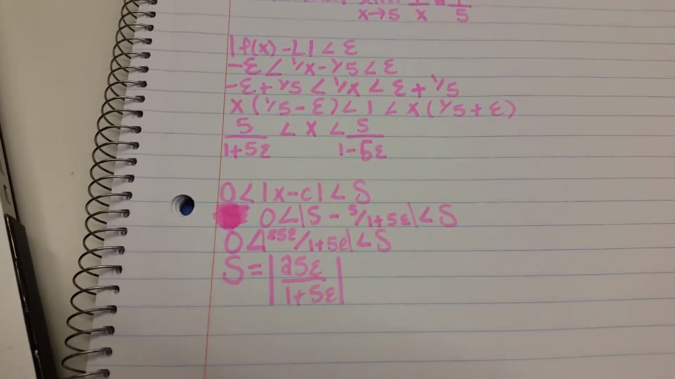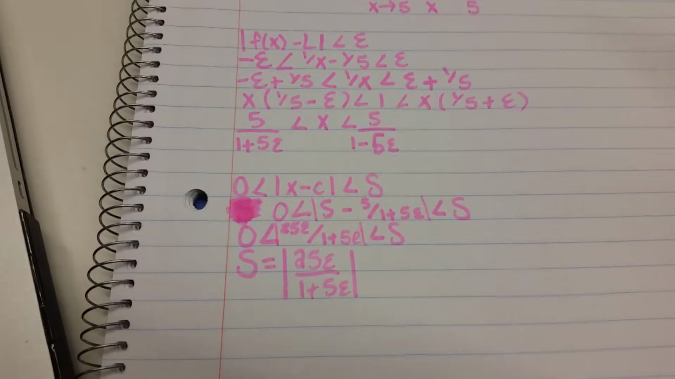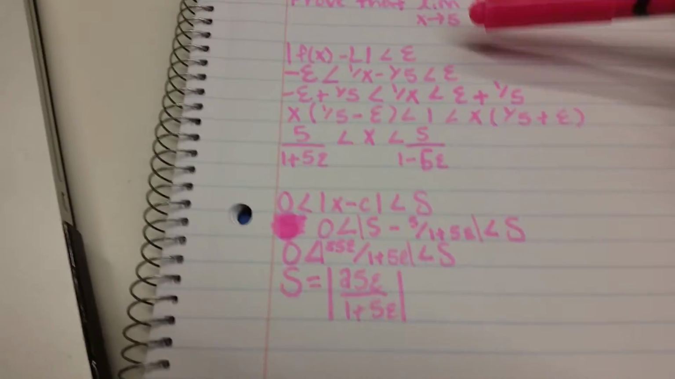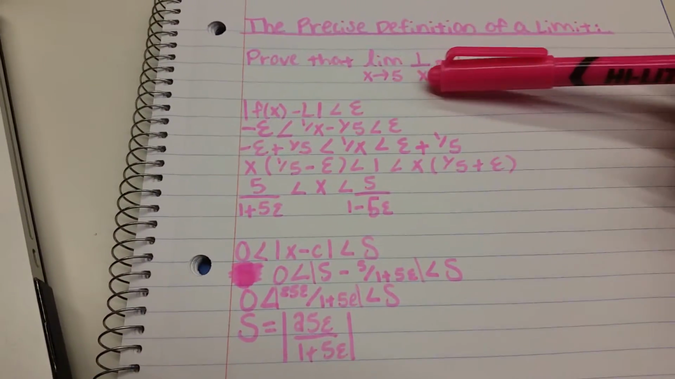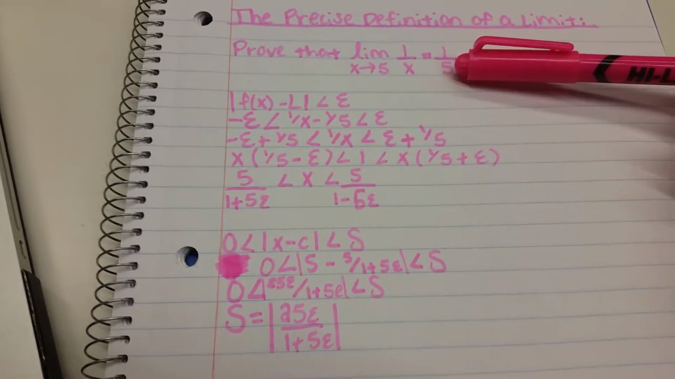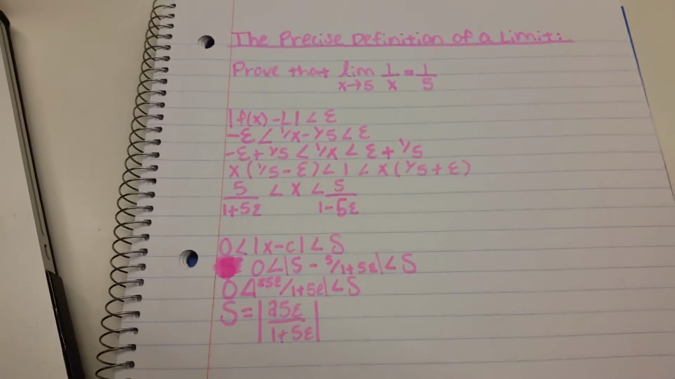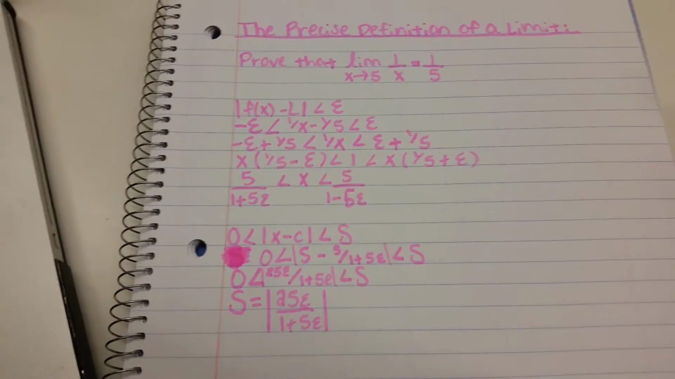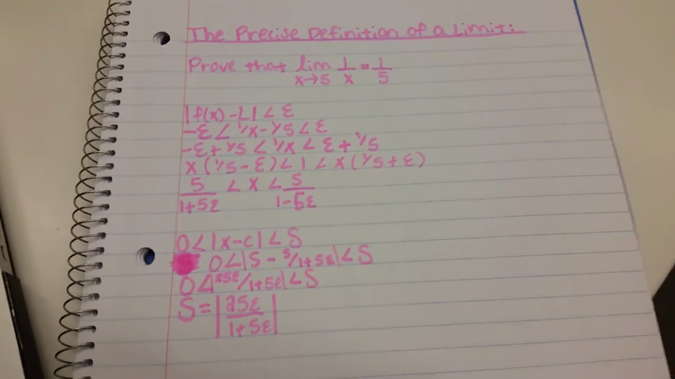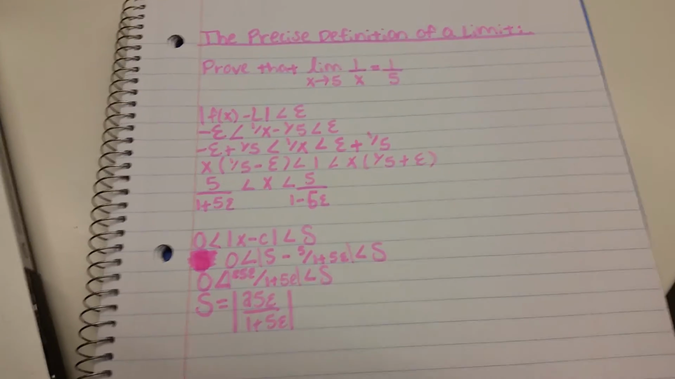And because there exists such a value of delta, the limit as x approaches 5 of the function 1 over x is 1 over 5. And that is how you prove that the limit as x approaches 5 of 1 over x equals 1/5. And this has been a video on the precise definition of a limit.